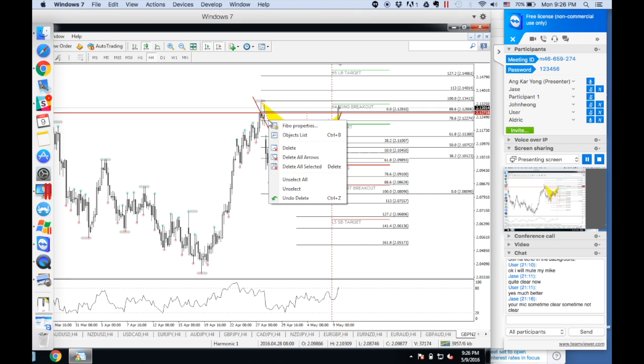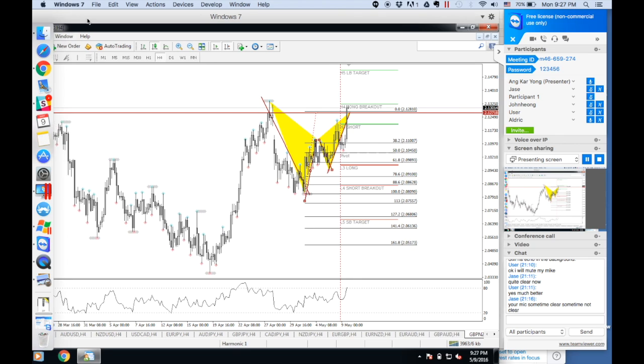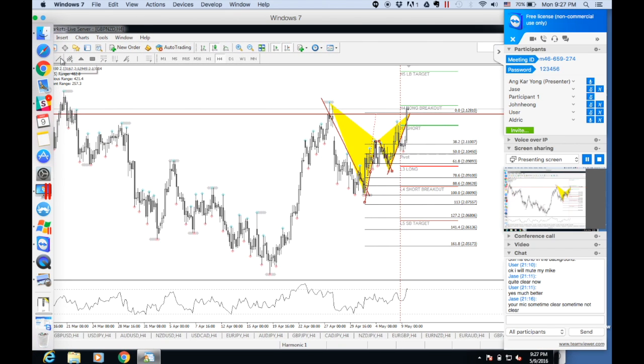Let me clear this off so you can see. Our first TP will be at the 38.2 level, at this level, and our second TP will be at the 61.8. What I want to show you is the risk to reward ratio. This is our risk, and the reward that we are taking is over here.